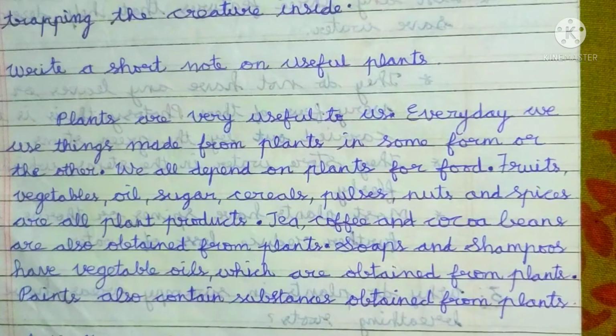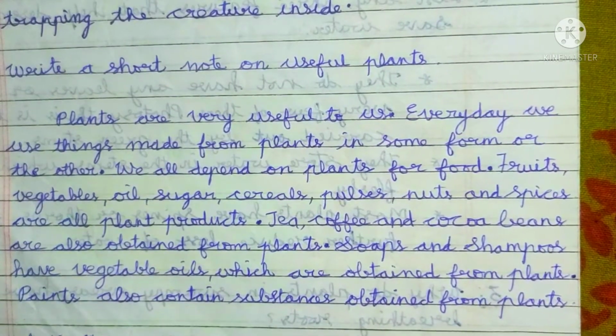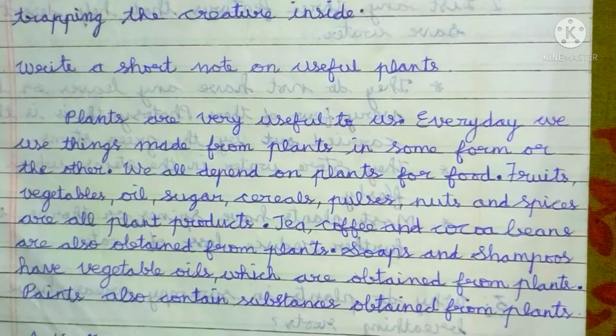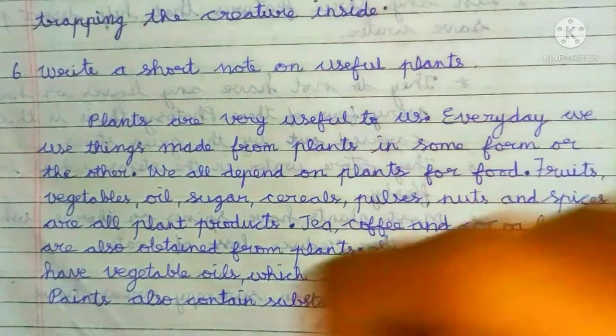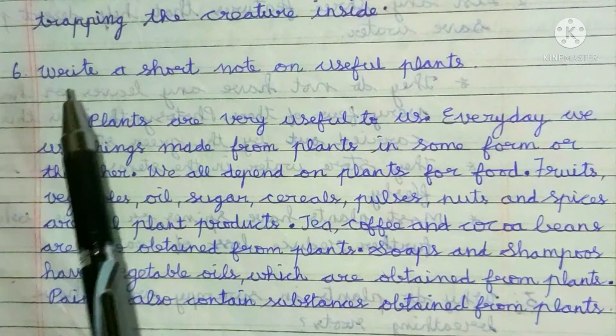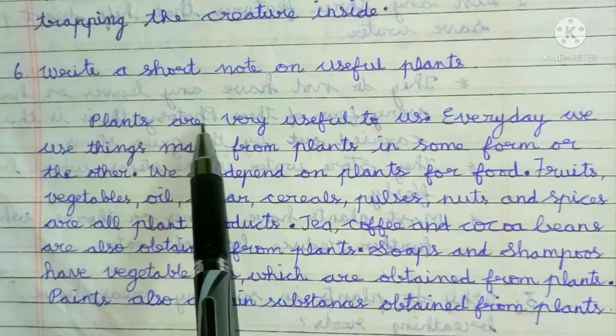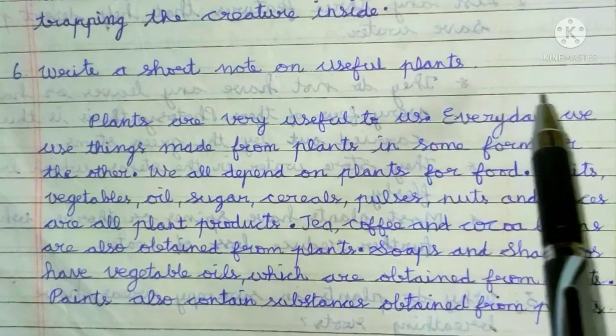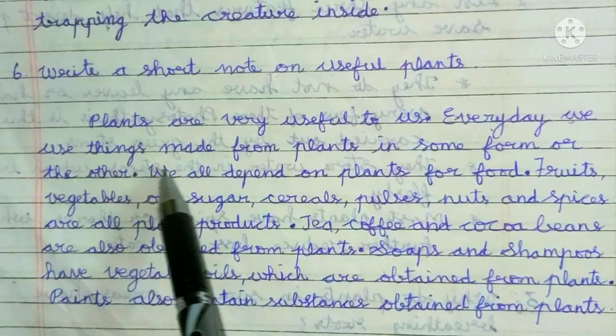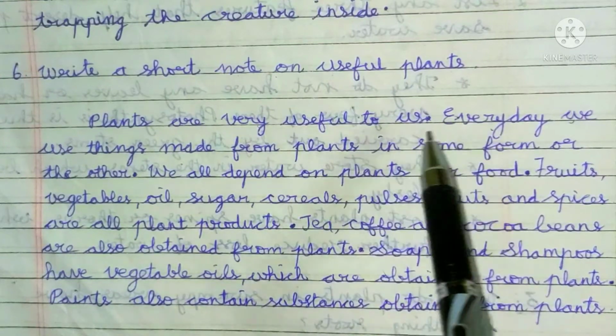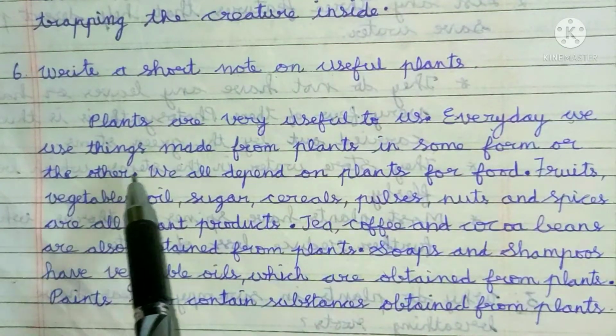Okay. Take your science booklet and write the question answer. Already we have completed 5 question answers. Now we can write the 6th one. Write a short note on useful plants. Plants are very useful to us. Every day we use things made from plants in some form or the other.